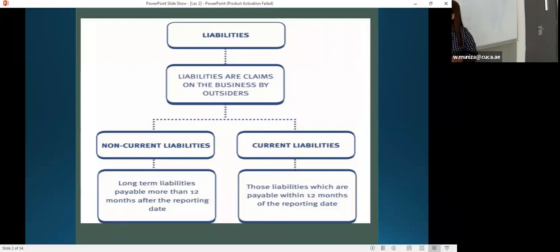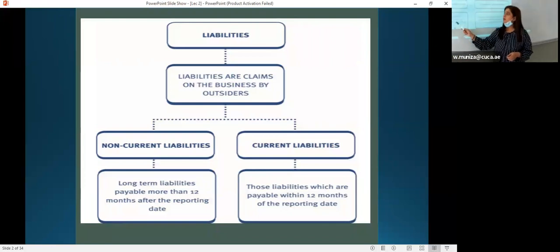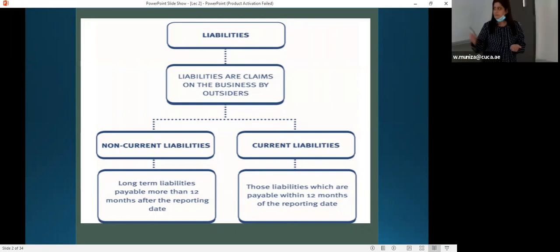Further, they say that non-current liabilities are long-term liabilities payable more than 12 months after the reporting date. What is the reporting date? It is a date at which the financial statements have to be published. That is a reporting date. And normally it is a 12 months time period. The organizations can prepare their financial statements for a period of more than 12 months or less than 12 months. But normally an accounting period is for 1 year. And reporting date is a date at which the financial statements are published so that the users can analyze them. Current liabilities are those liabilities which are payable within 12 months of the reporting date.